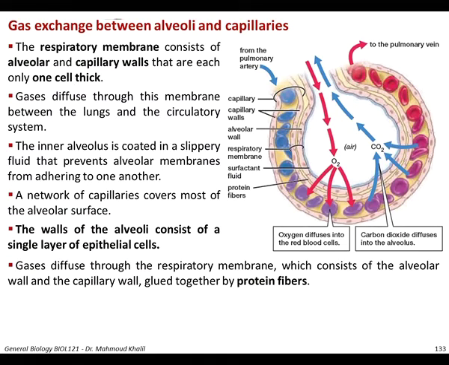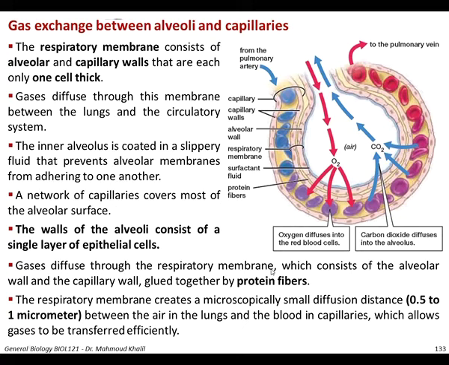So as we said, gas diffuses through the respiratory membrane, which consists of the alveolar wall and the capillary wall, and these two membranes are glued together by protein fibers. The respiratory membrane, as we said before, needs to have a very important adaptation, which is the small diffusion distance. It was estimated and measured that the diffusion distance is around 0.5 to 1 micrometers. And of course, this allows efficient gas exchange.